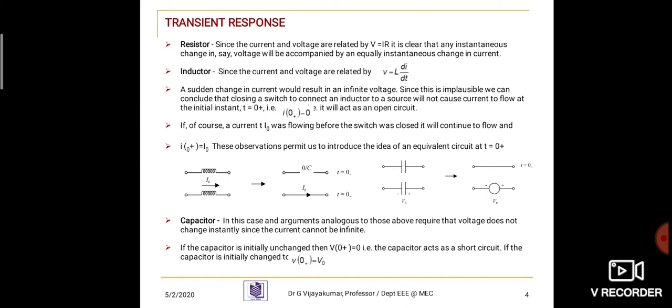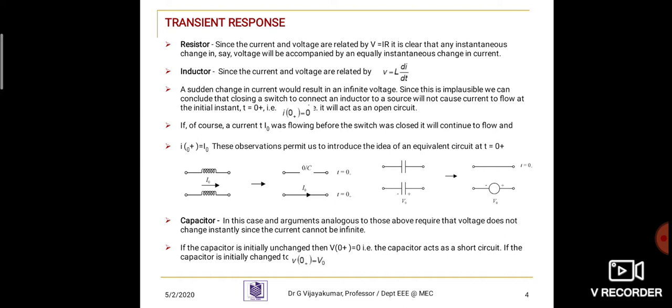First case, I am considering a resistor. Since the current and voltage are related by V equals IR according to Ohm's law, it is clear that any instantaneous change in voltage will be accompanied by an equally instantaneous change in the current. It says that current should be directly proportional to the applied voltage.